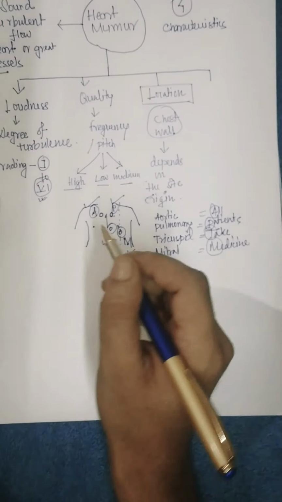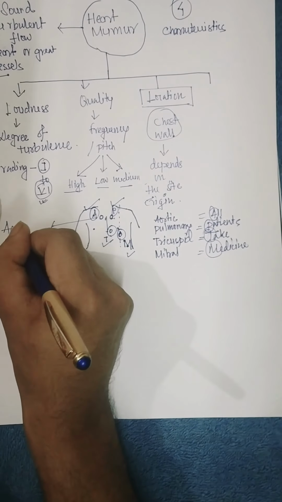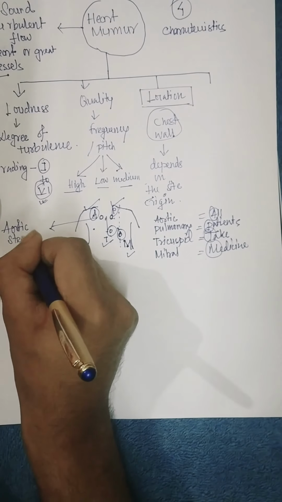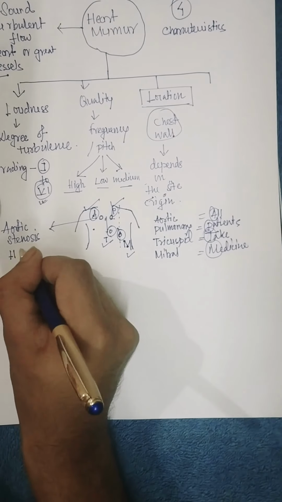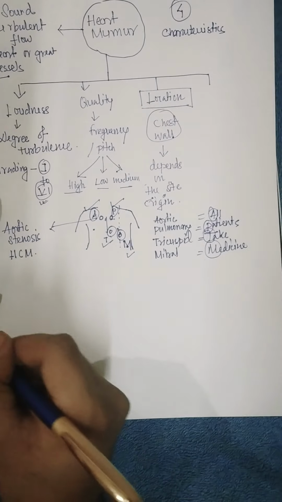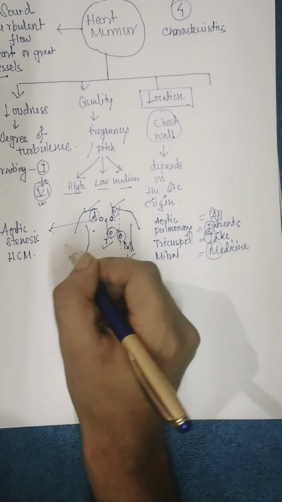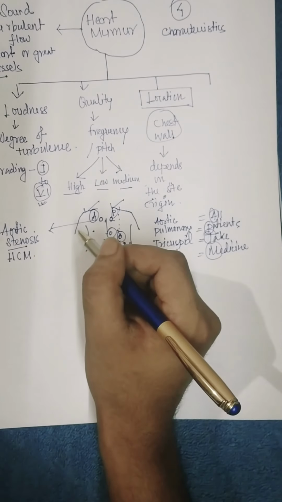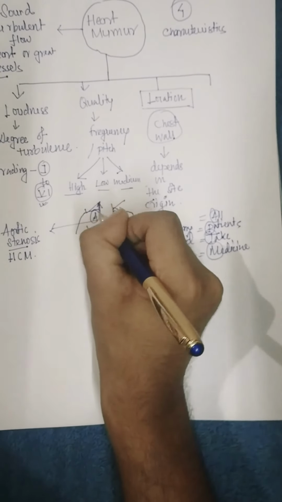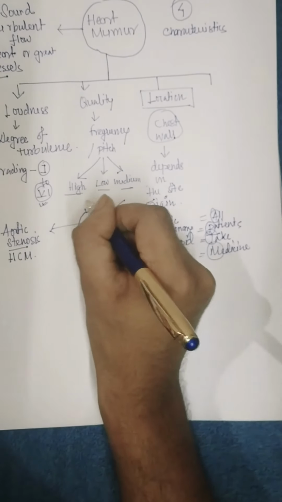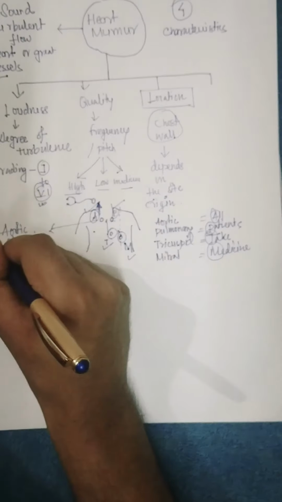Alright. So in the aortic area, we find the murmur of aortic stenosis, easy, and of hypertrophic cardiomyopathy. These two murmurs, aortic stenosis and hypertrophic cardiomyopathy, we get in the aortic area. The murmur of aortic stenosis has a radiating effect. It radiates towards the carotid artery. If you put your stethoscope here, you can also hear the murmur of aortic stenosis.